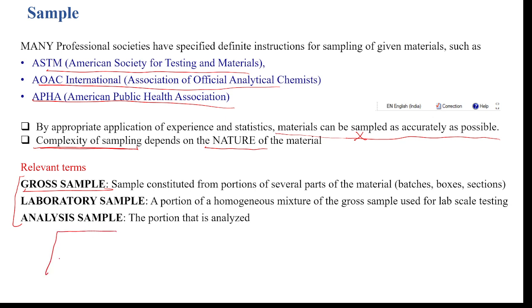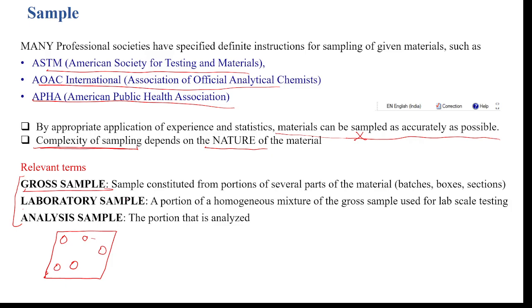For example, there is a field, so this is what is gross sample. For example, you have picked this part, this part, this part, this part, and this part. You have taken these 5 spots, so these are batches, these are boxes, we can say these are the sections of the same sample that you have taken, several parts you have taken.